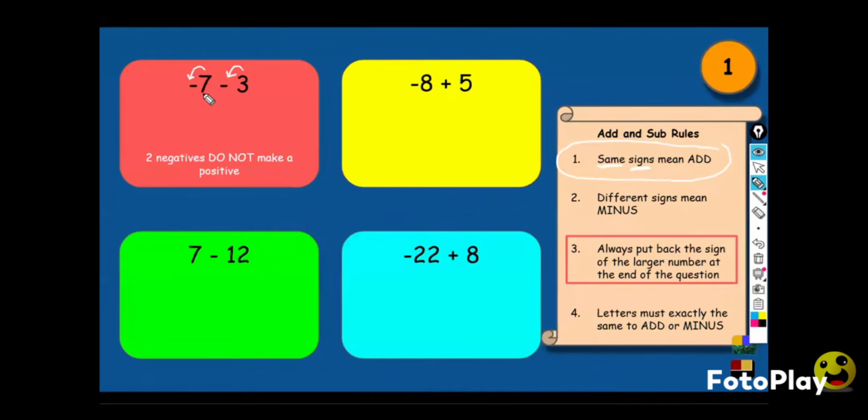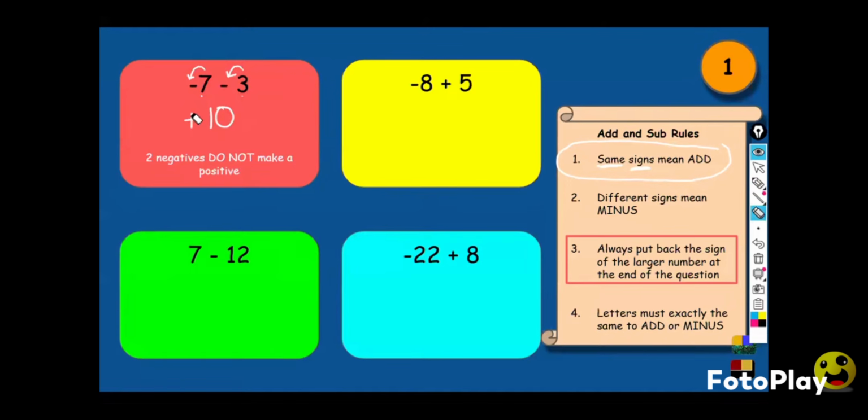So here's what I want you to do. Just imagine 7 and 3 in your head. Forget the minus signs now. We know the instructions are telling us to add. Add 7 and 3 in your head. 7 plus 3 is what? 10. Now, most people would say the answer is positive 10 because they grow up hearing 2 minus signs make a positive.